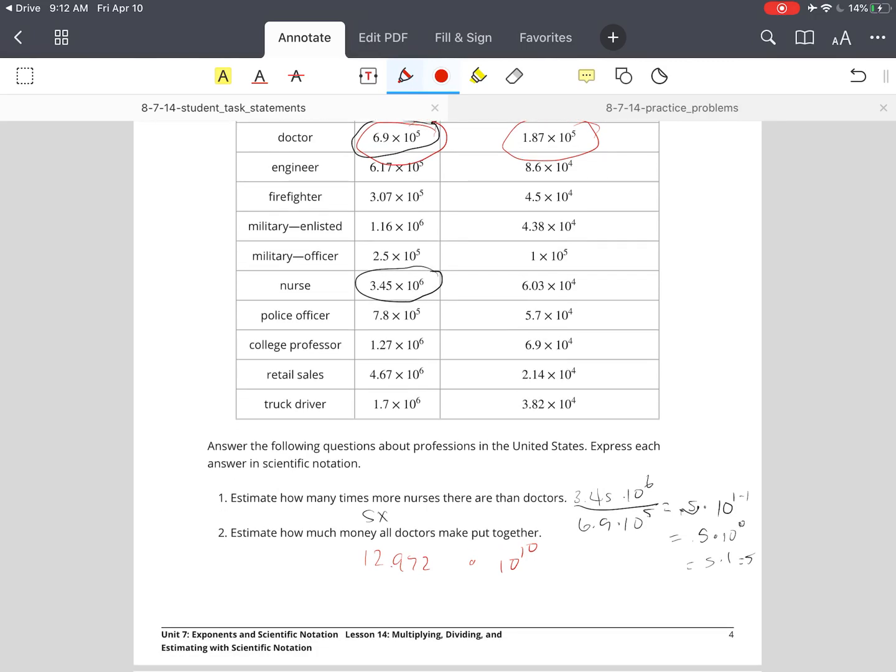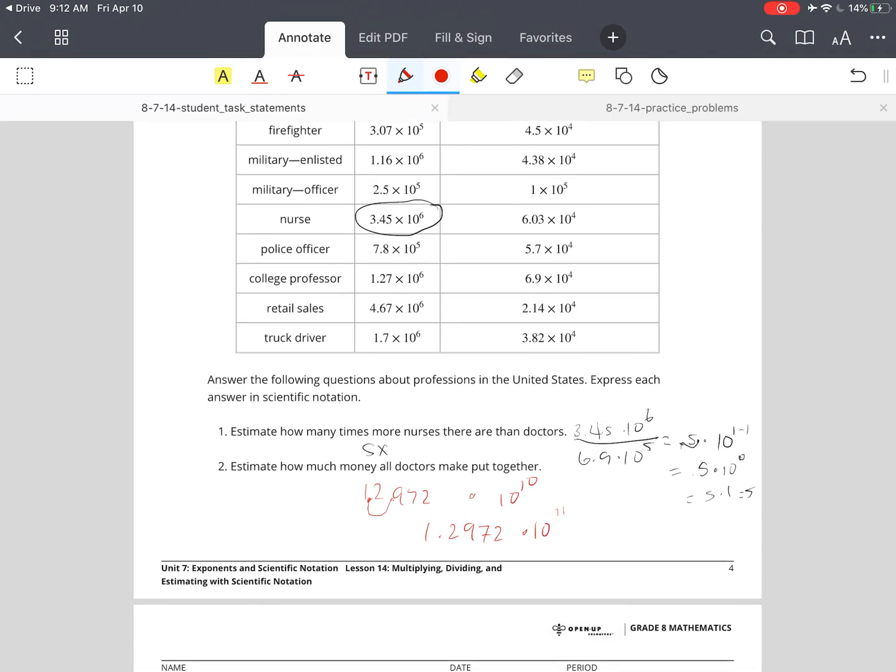But it's not in scientific notation. We're going to move this decimal once to the left, so that's 1.2972. But then what happens to the exponent? Are we going to make it go up or go down? If you said up, you're right, because we're moving the decimal to the left. That's how much money they make in total.